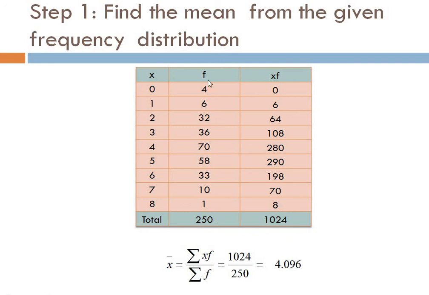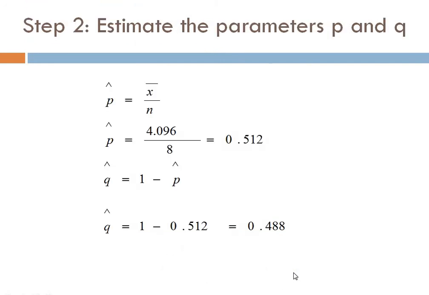Obtain sum of this column, that is summation f is 250. Sum of this column, that is summation xf is 1024. Substitute these values in this formula. After simplification, we get x bar is equal to 4.096.